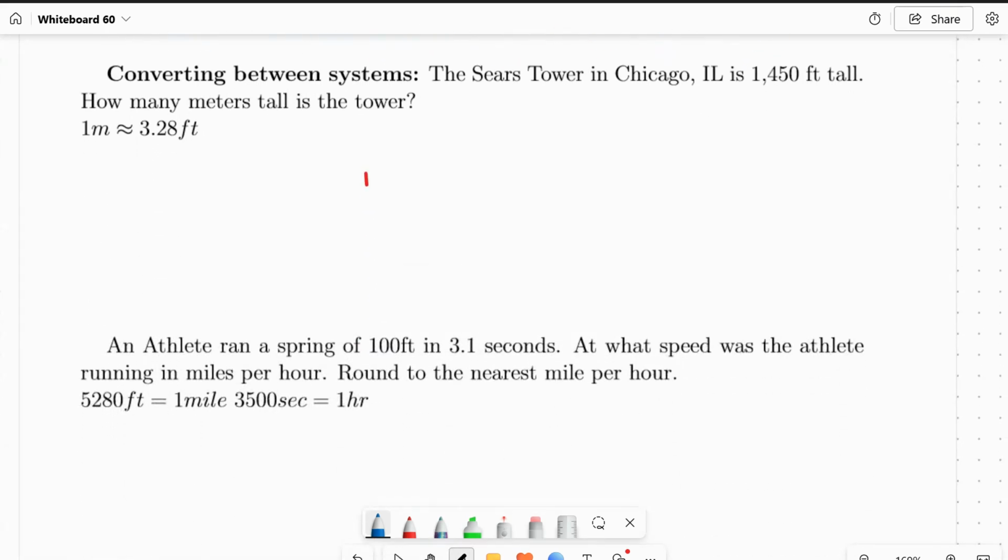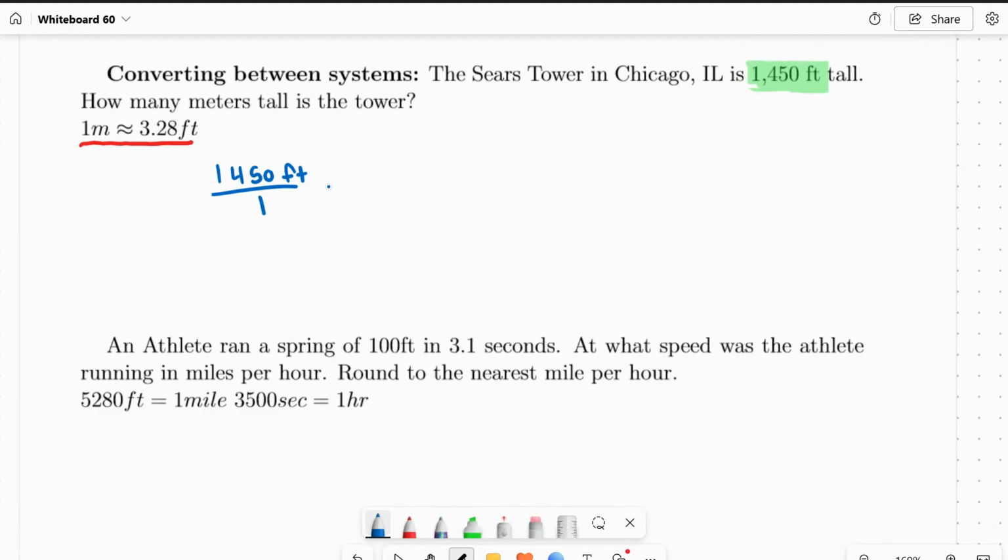Let's look at converting between systems. I'm going to do the first one, and we'll leave the second one for together in class. The first one here: the Sears Tower in Chicago, Illinois is 1,450 feet tall. How many meters tall is the tower? As you can see here, they are giving us our unit conversions to go from meters to feet. First, let's list our initial value: 1,450 feet, and we'll put that over 1.